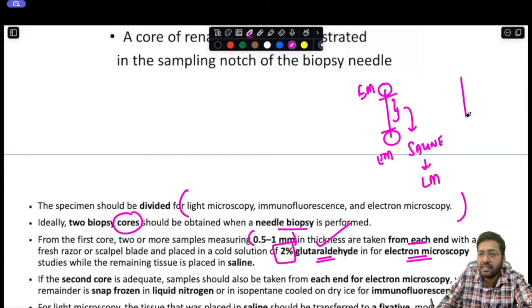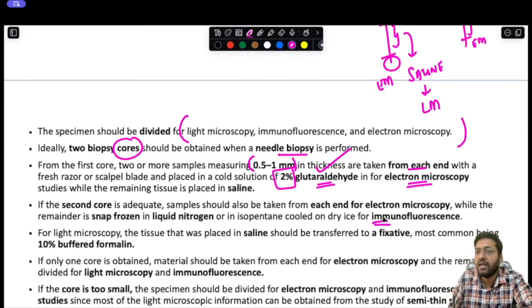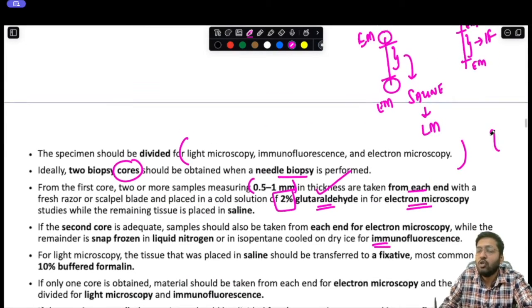Now for the second biopsy core, if it is adequate, again the same thing has to be done. From both the ends you have to take 0.5 to 1 mm thickness for electron microscopy purposes, and the remaining part is to be used for immunofluorescence. For immunofluorescence, without using a fixative, you give it directly for frozen section. So if the second core is adequate, the sample should also be taken from each end for electron microscopy, while the remainder is snap frozen in liquid nitrogen for immunofluorescence.